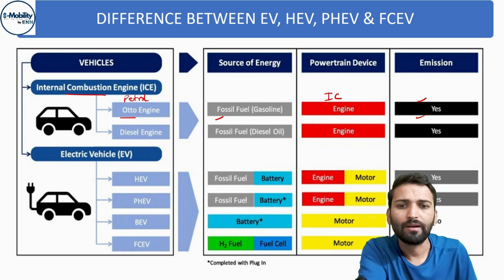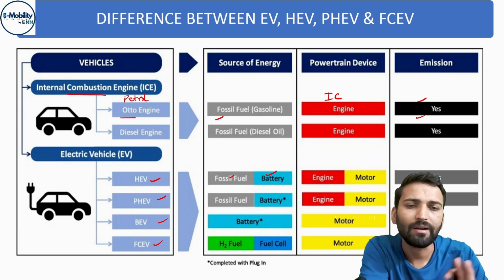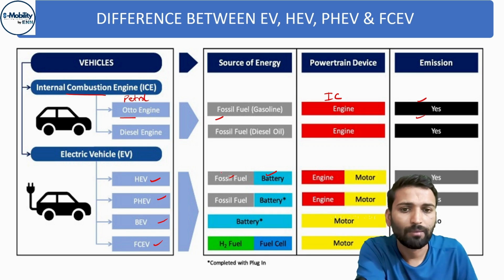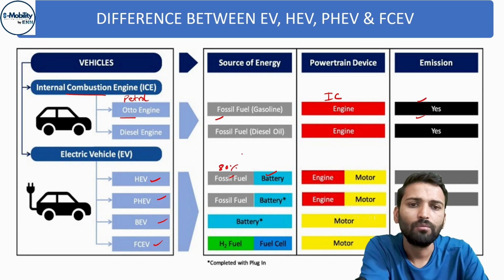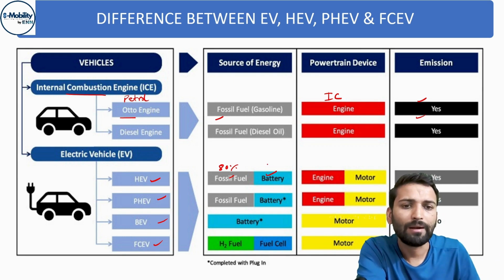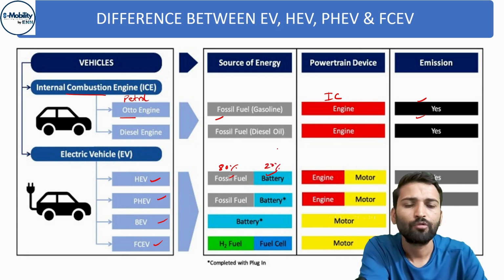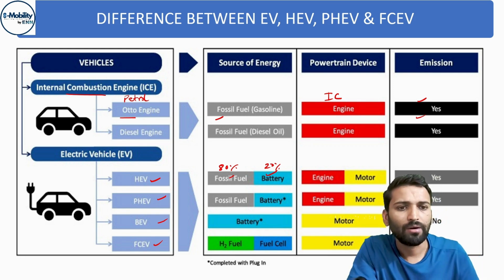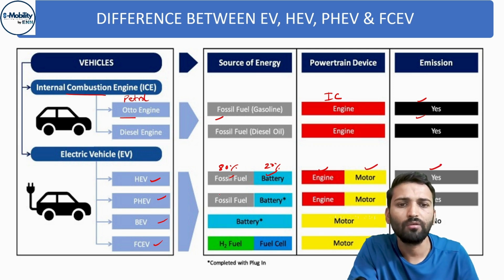In case of electric vehicle, we have four categories: HEV, PHEV, BEV and fuel cell. Now HEV consists of fossil fuel and the battery as a source. The ratio might be different. The energy derived from the fossil fuel may be 80% and from the battery may be 20%. So the split between the energy sources can be 80-20. The powertrain uses engine also and motor also. Emission, yes, because it is using fossil fuel.